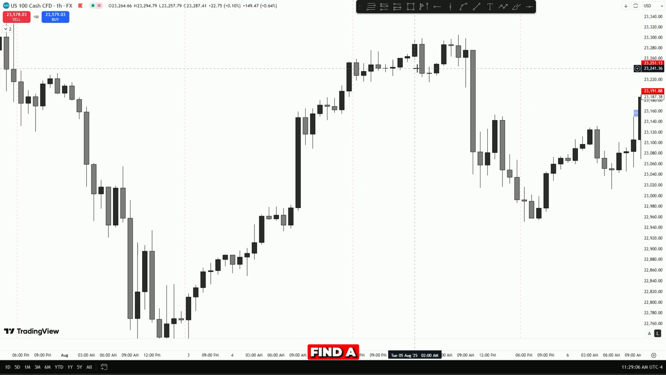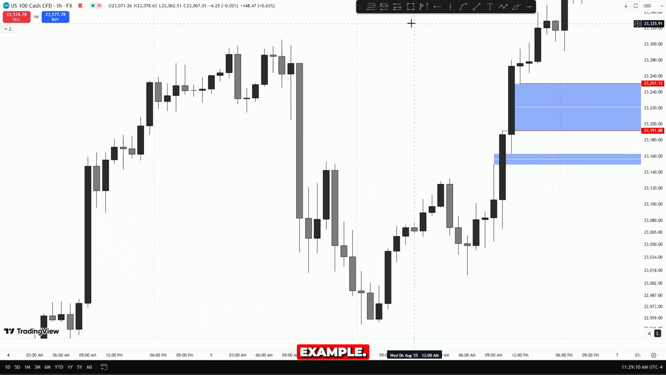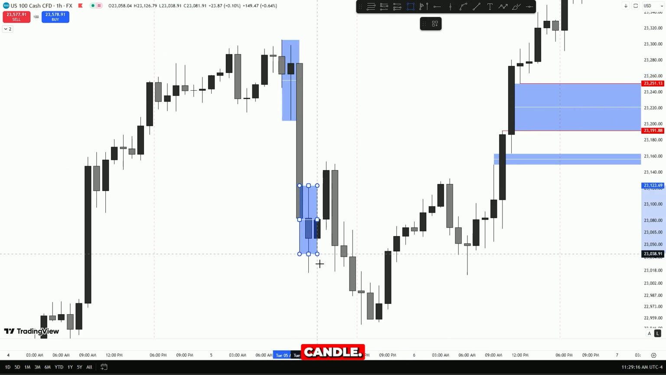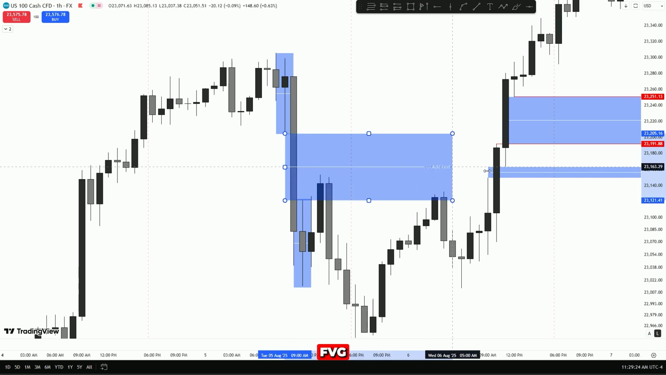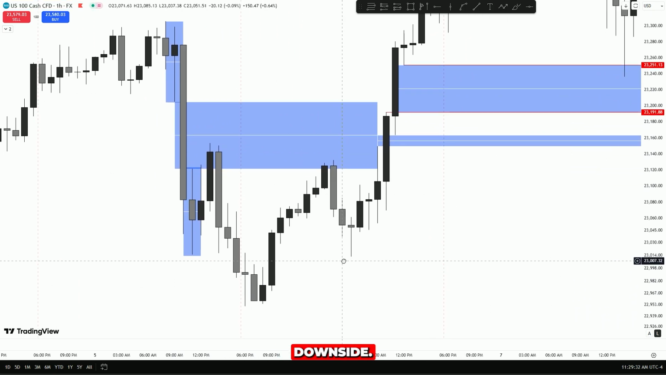Now let me find a bearish example. Yeah, so we got this bearish example. You got the first candle over here. This is your first candle. This is your second candle. You got the huge difference between the first and second candle. So this is your bearish FVG. You can see the market came back, tapped into this, and simply went toward the downside.